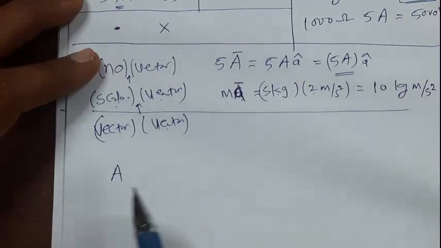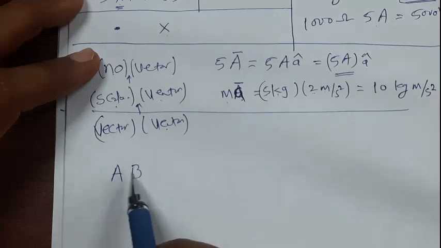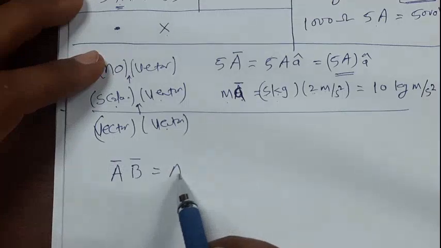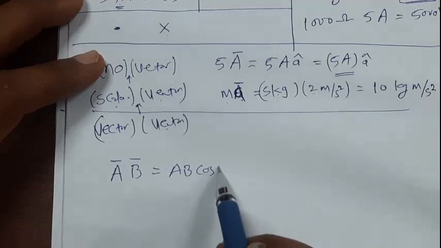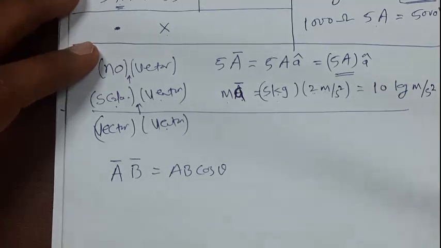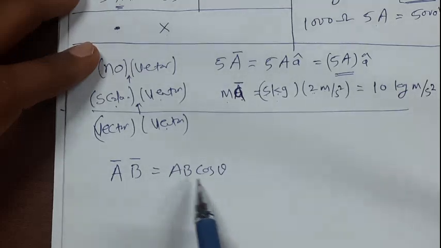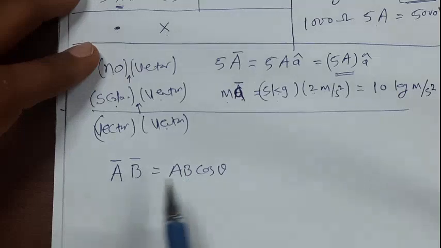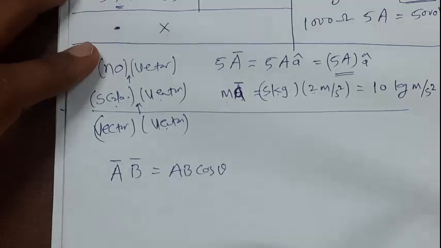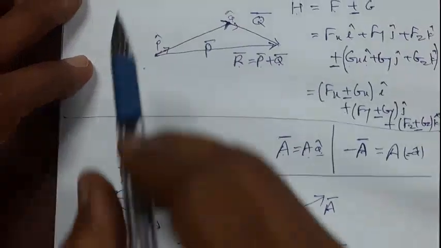One is that A bar and B bar, it is defined as AB cos theta. Let's assume that A bar and B bar are two vectors. Then if I take a product between them, the result will be AB cos theta. A is the magnitude of A bar, B is the magnitude of B bar, and theta is the angle between them. Last time I have mentioned that.